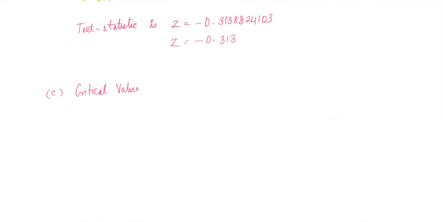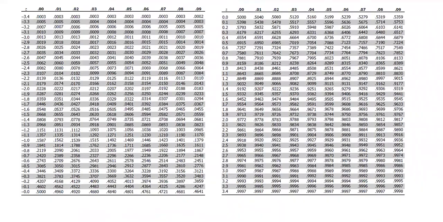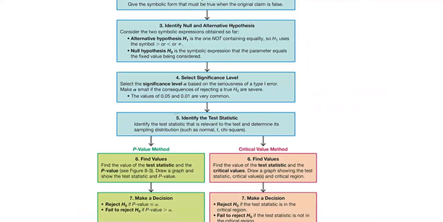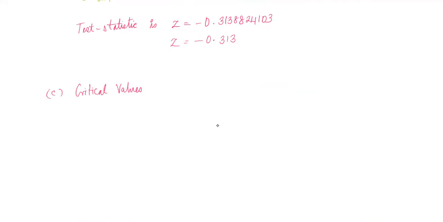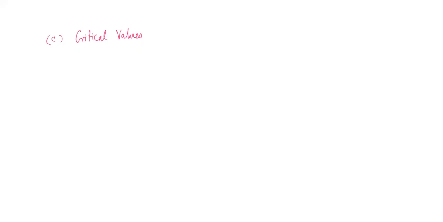Critical values. Let's quickly take a look at our critical value information here. It says find the value of the test statistic and the critical values. To do that, draw a graph showing the test statistic, critical values, and the critical region. Okay, so let's go back here, and again, go back to your H1. H1 has P less than 0.42. The less than indicates that you're going to use a left-tailed test.